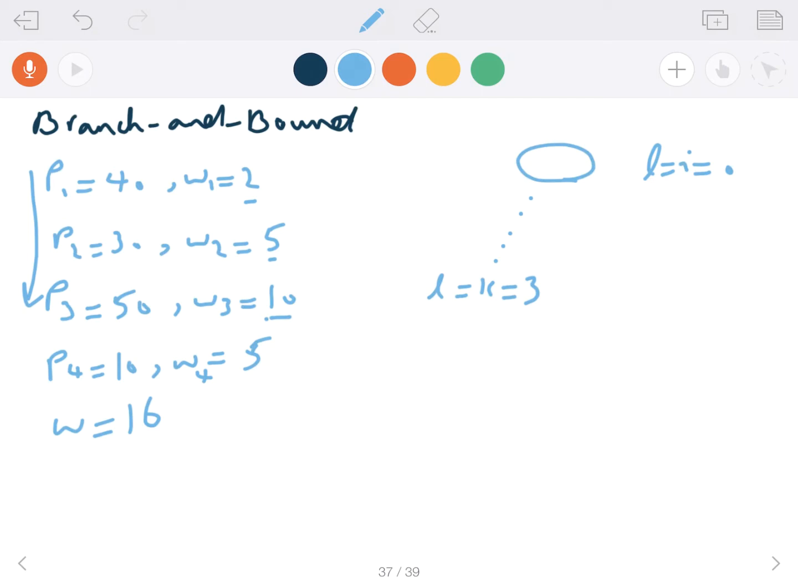Now let's define some formula to see what's going to be the value for bound. First of all, we are defining the total weight. So I'm going to write the total W. That is the weight that we had so far, plus the summation of the weight. Let's define some index j from I plus 1 up to k minus 1 of weight at index j.